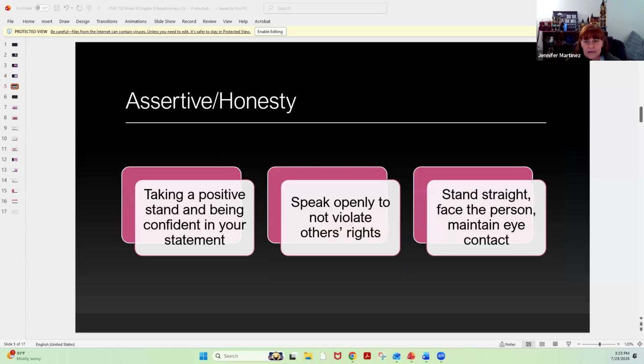And then we have assertiveness. I have somebody that's trying to come into the class that's not in the class, but we'll just see what happens.